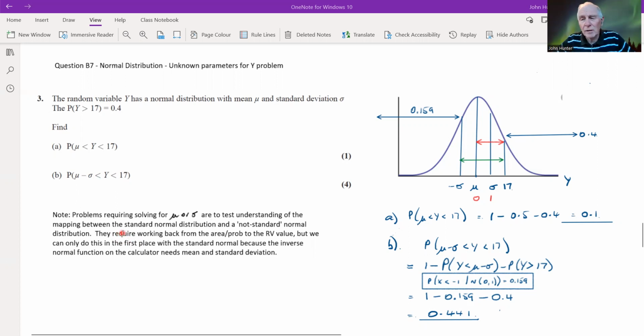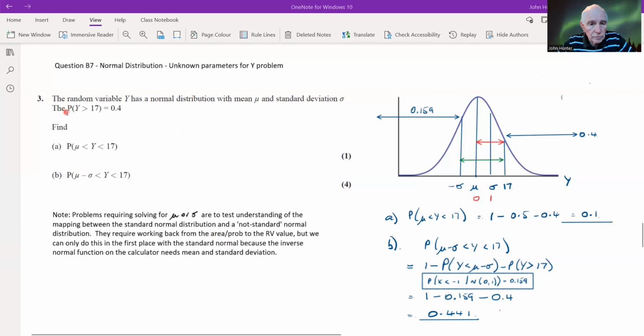The problem now with the calculators the way they are is that we don't really need to use the standard normal distribution for most purposes, because we can just plug the parameters into our calculator and it calculates quite easily. What it won't necessarily be able to do, though, is work backwards from the area or probability back to the random variable values if we don't know the mean and standard deviation, and that's part of this problem, basically. Okay, so let's have a look at this.